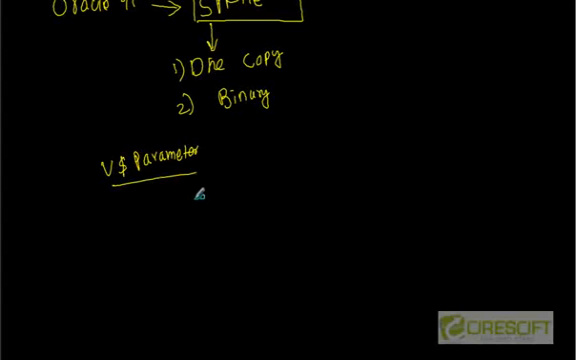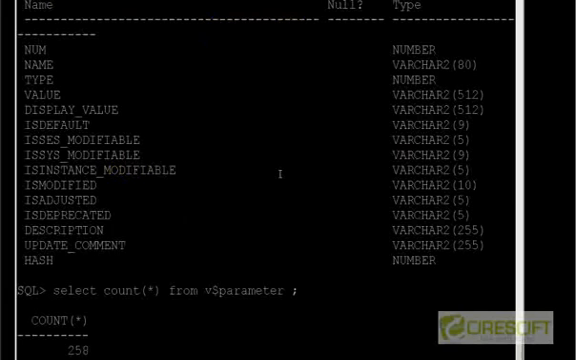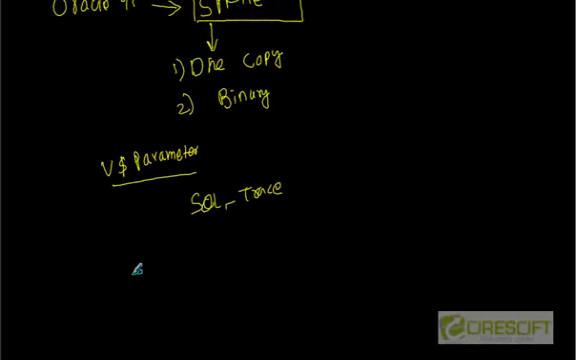Let's say I want to see a parameter named SQL_trace. I can query this $parameter: select value from $parameter where name is equal to SQL_trace. So SQL trace is equal to false. My SQL trace is set to false.